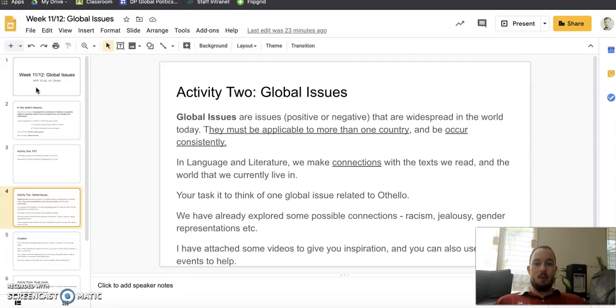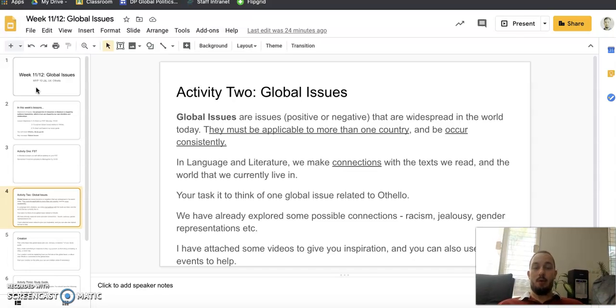So what we're going to do this week is look a bit at the idea of global issues. Global issues can be positive or negative. Don't let the word issues make you think they have to be something bad. They are widespread in the world today. They have to be applicable to more than one country to be global, and they have to occur consistently. So it can't just be in one country.